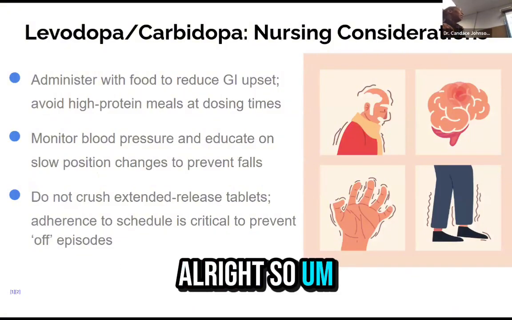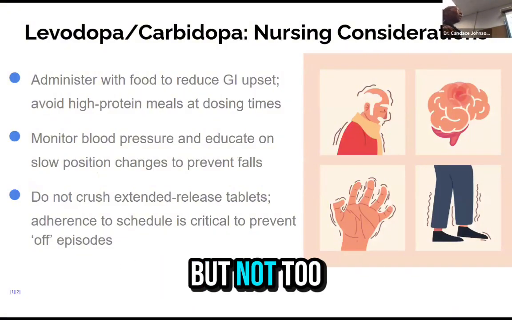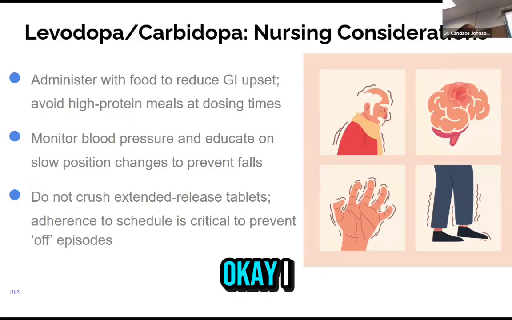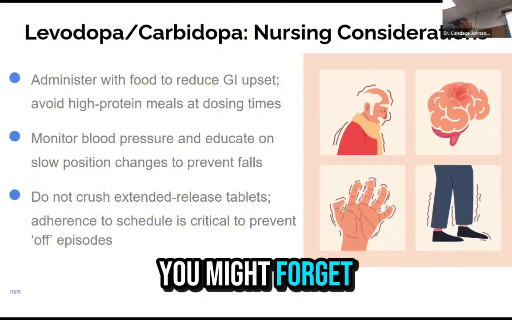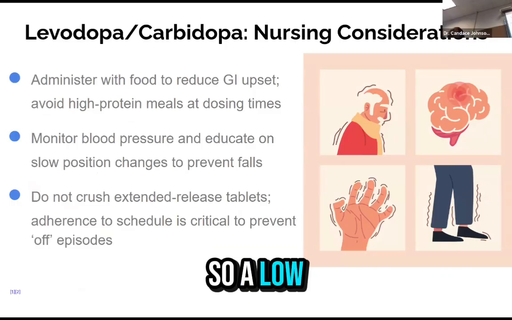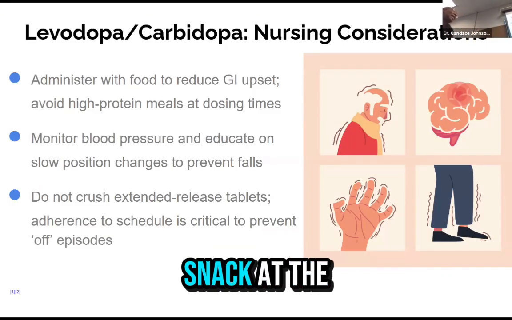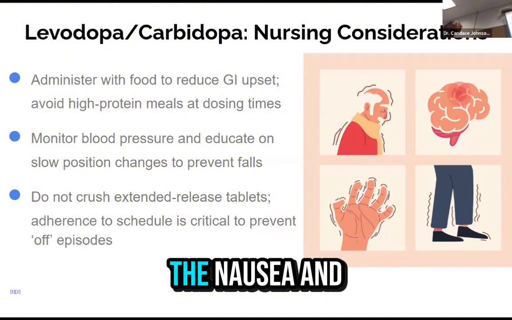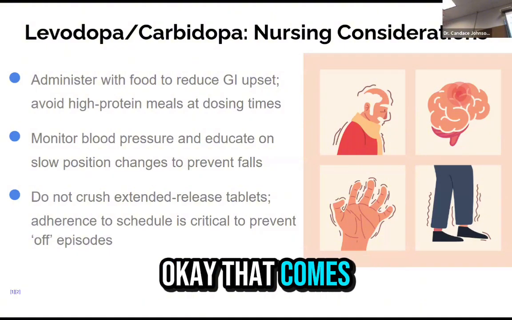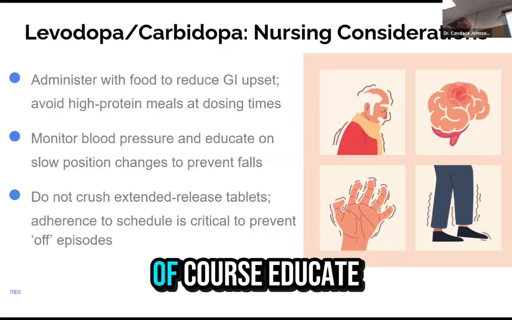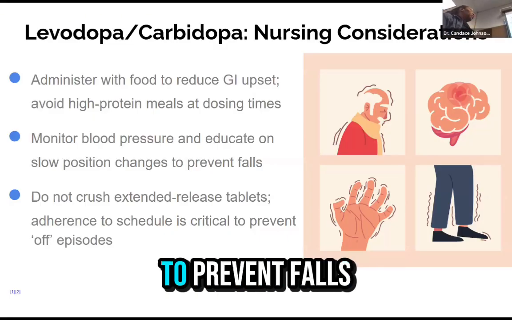All right, so administer with food, but not too much, right? A little food. Because if you think, okay, we ought to always give this with food, you might forget that high protein meals are problems. All right. So a low protein meal or snack at the time that you're giving levodopa, carbidopa to reduce the nausea and vomiting that comes along with this medication. All right. And then we monitor the blood pressure, of course, and educate on position changes to prevent falls.